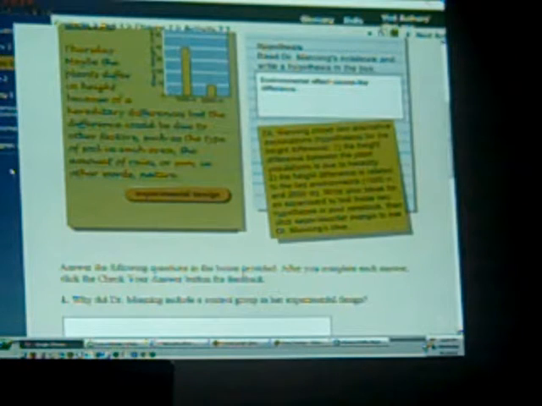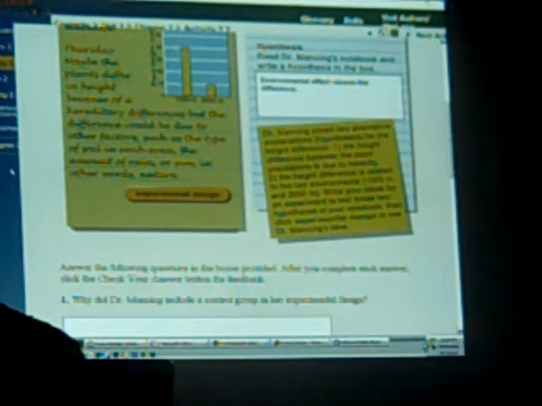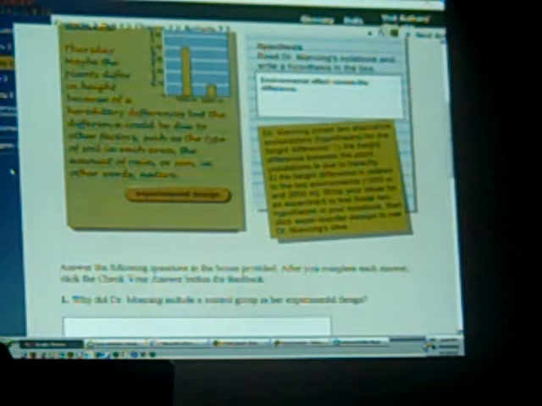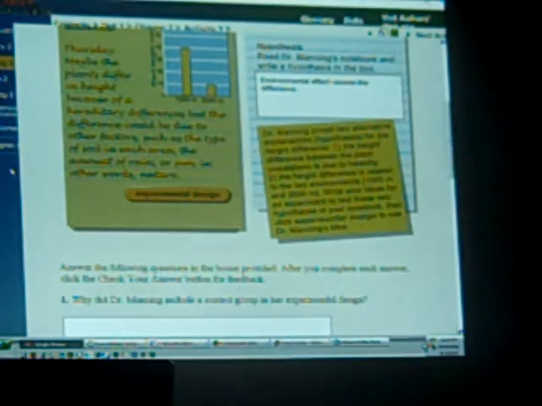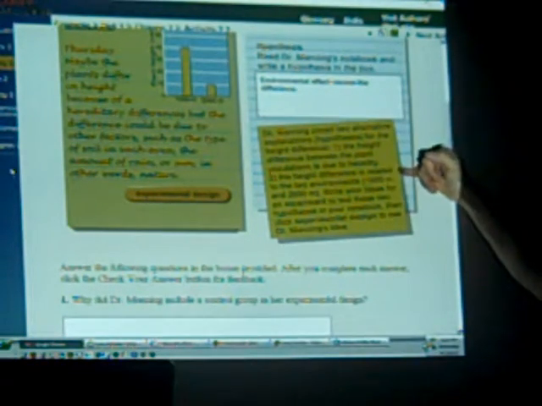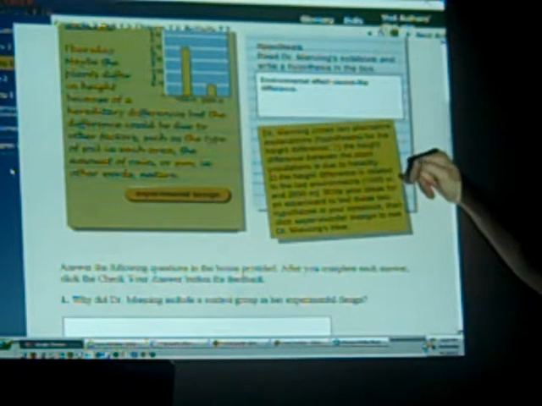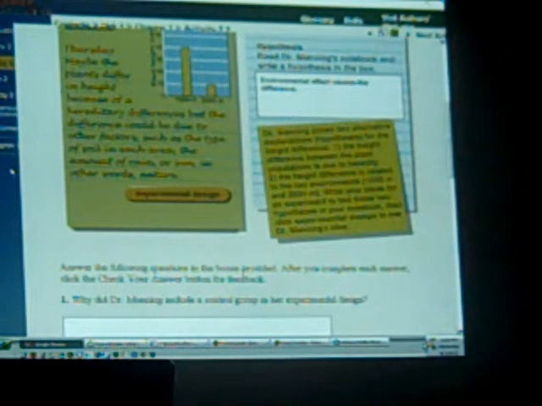Really tall people, really tall children. So that's heredity. What you're born with, your DNA, your genes. So that is stuff that's not affected by the environment. The other hypothesis she makes, the height difference is related to the two environments, 1,000 meters and 2,000 meters.